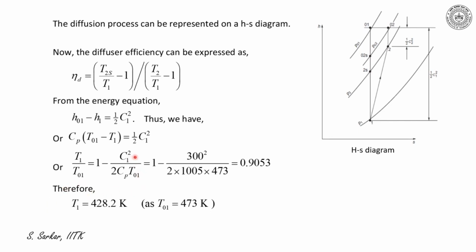C1 is given as 300 meters per second and T01 as 473 Kelvin. Thus, T1 by T01 is equal to 1 minus 300 squared divided by twice 1005 into 473. If you compute this, you will get 0.9053. T01 is given as 473, thus you can evaluate T1 as 428.2 Kelvin.